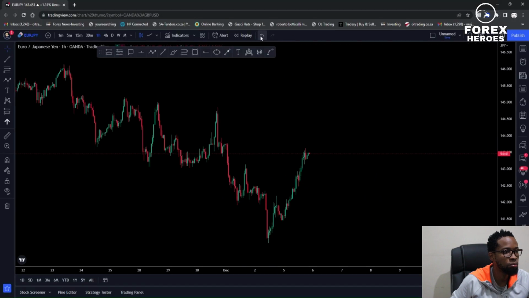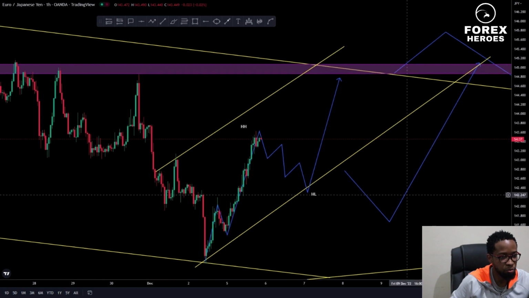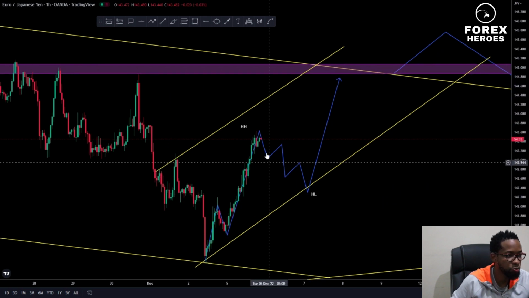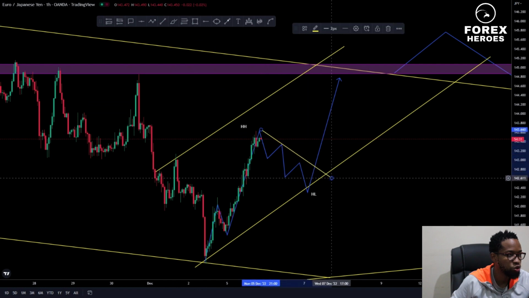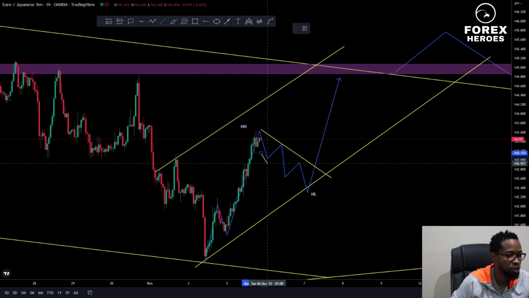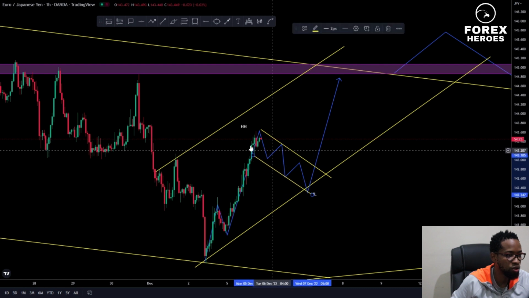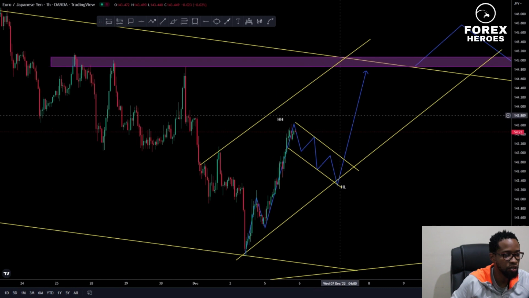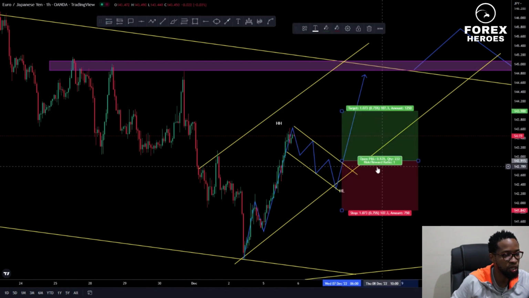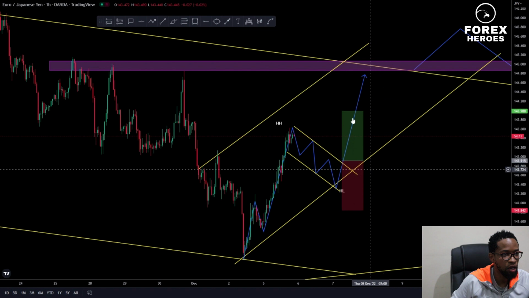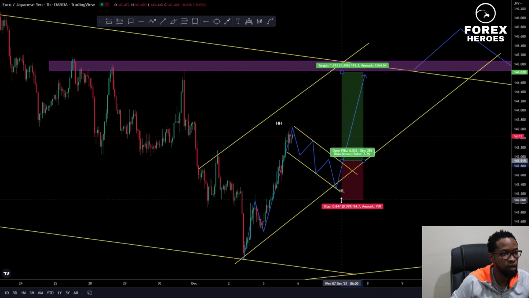So this is what I'm expecting. I'm expecting a correction, and then once we have a correction, I'll be able to put my counter lines. You can also call them the counter lines. So this is what I'm expecting to happen, and then we can take our buys to the upside.